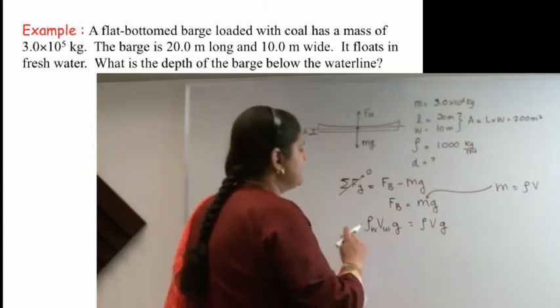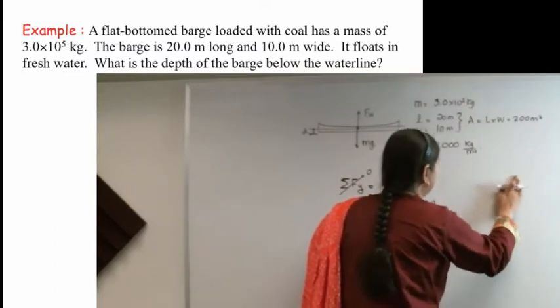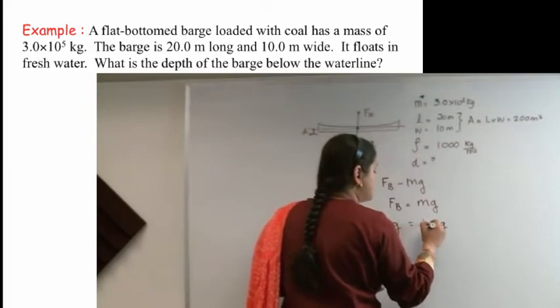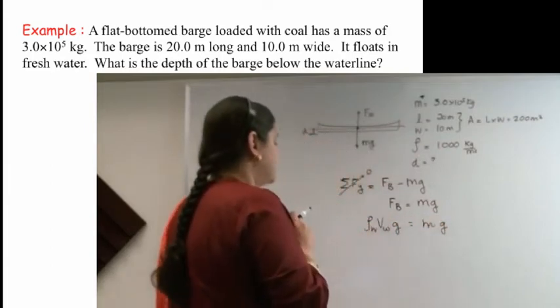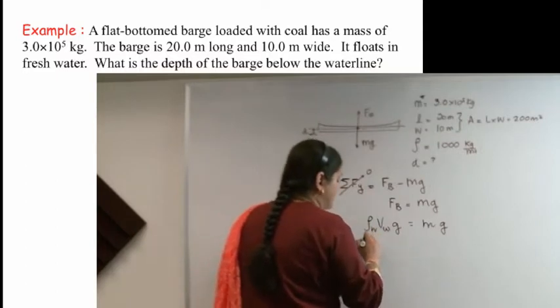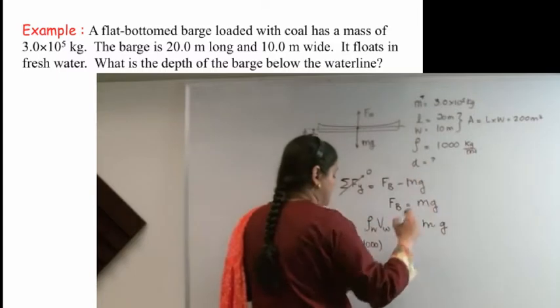Actually, I may not need to convert this because it's already giving me the mass of the barge. So I may not even have to know this because this is being given to me. So all I need is mg. Okay, interesting. Now, rho of water I know is 1,000 kilograms per meter cubed.